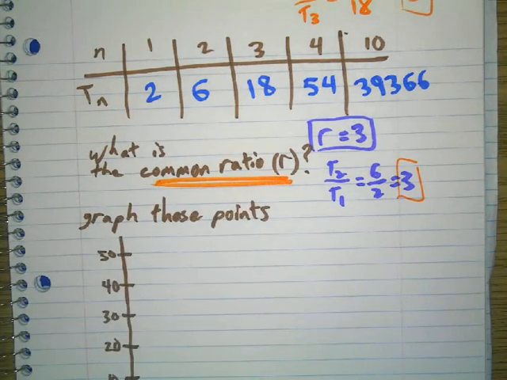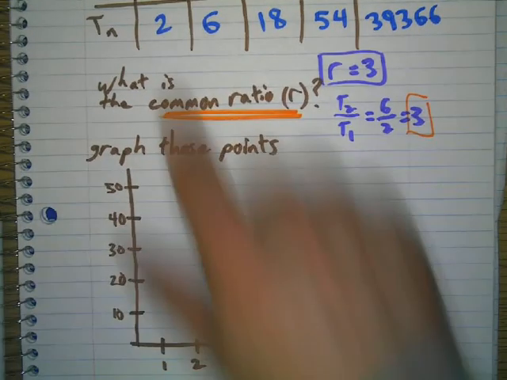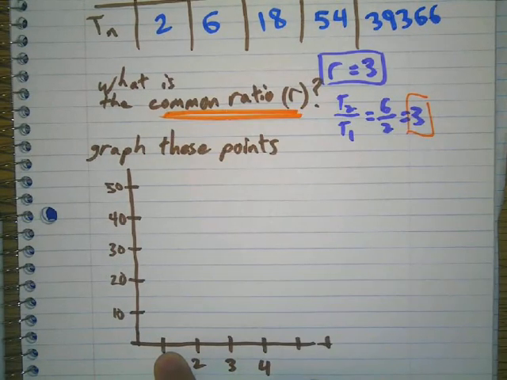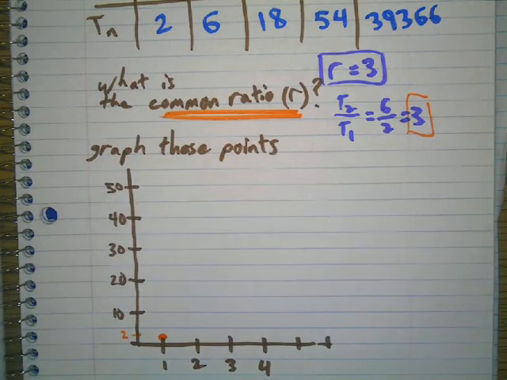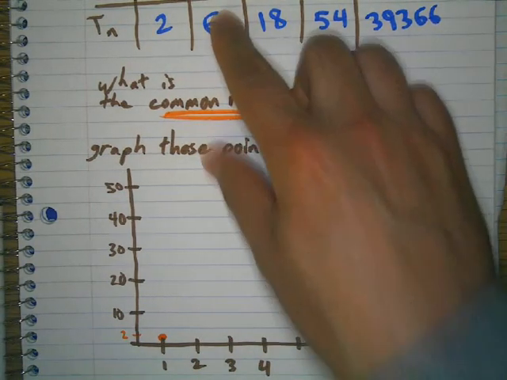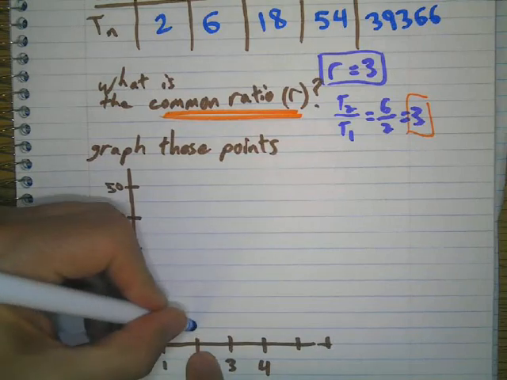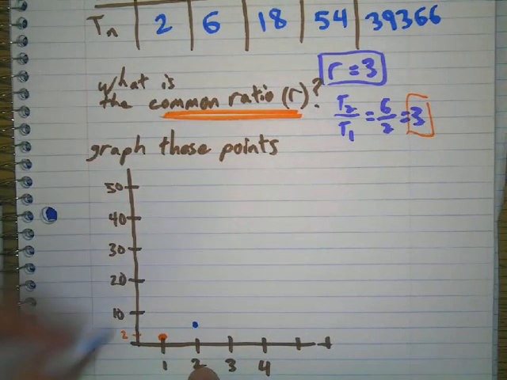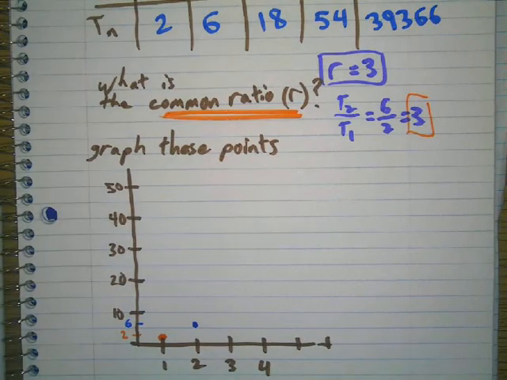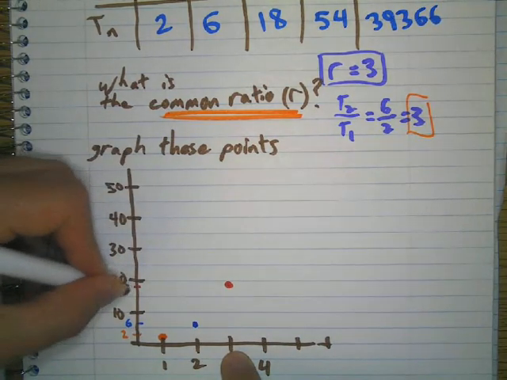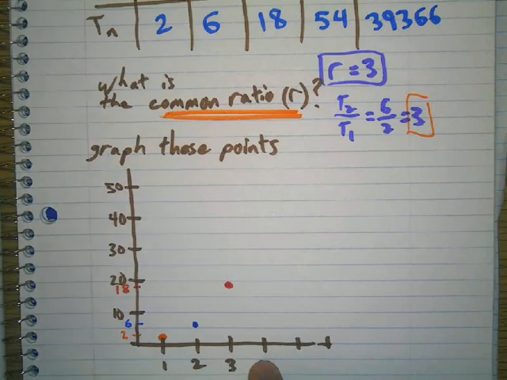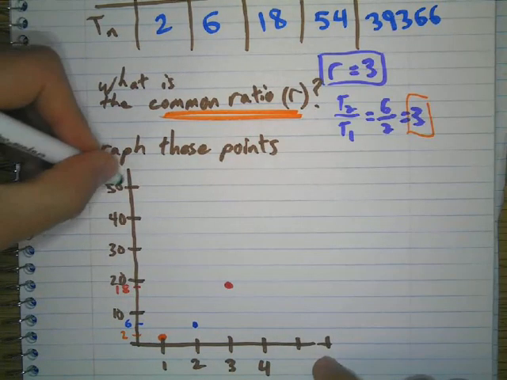Okay? So let's plot these points. When n is 1, t sub n is 2, so it's going to be around there. When n is 2, t sub n is going to be about 6, around there. When n is 3, it's going to be 18, so up there. And when n is 4, we're going to be at 54.